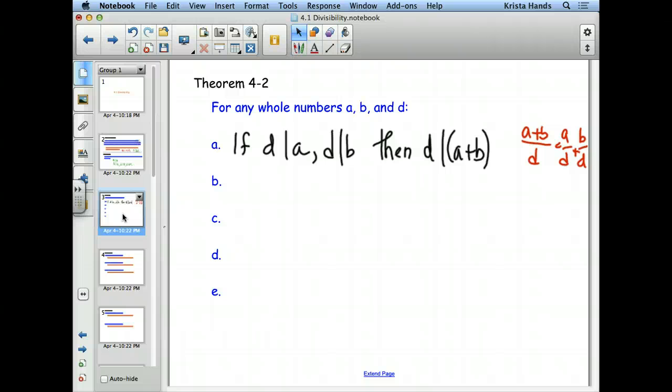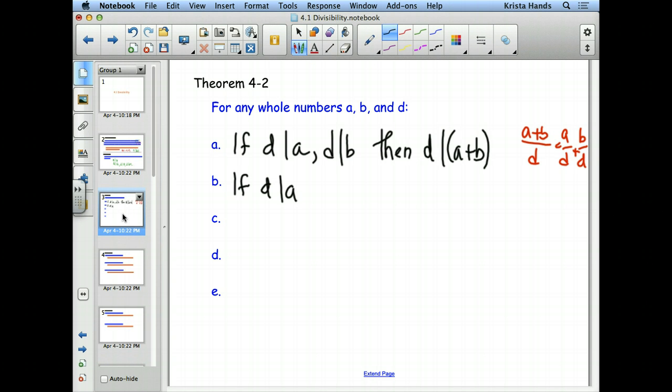All right, another one similar to that says if D divides A, but now D does not divide B, so one of them is divisible, the other one's not. What do you suppose happens when we compare that over here? Is it going to divide or is it not going to divide?